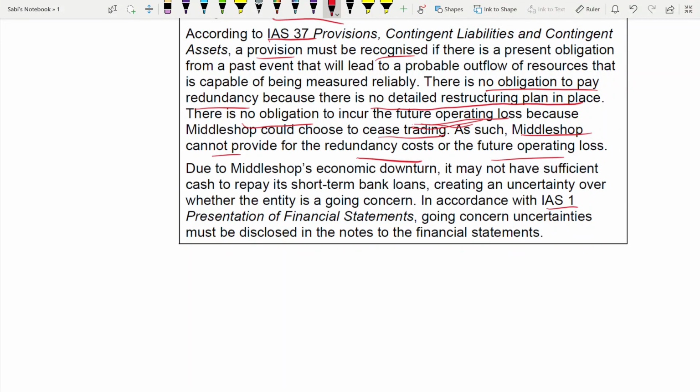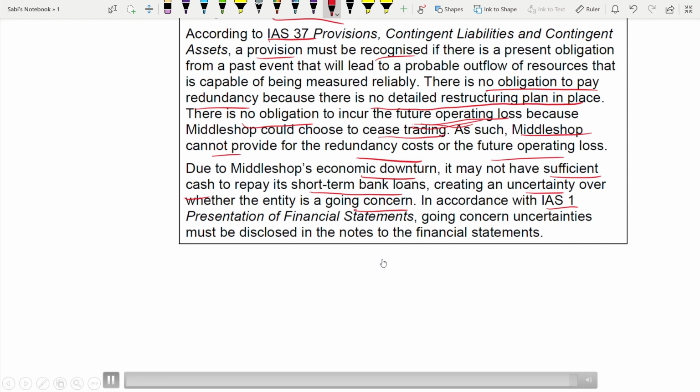How is IAS 1 going to be affected because of this pandemic? Because when there is an economic downturn, that means they will not have sufficient cash to repay their short-term bank loans. Remember, they have taken some bank loans and within 12 months they have to pay. So they will not have sufficient cash to pay. Because of this, there will be an uncertainty over their going concern. Because of this, it will affect your IAS 1 also.